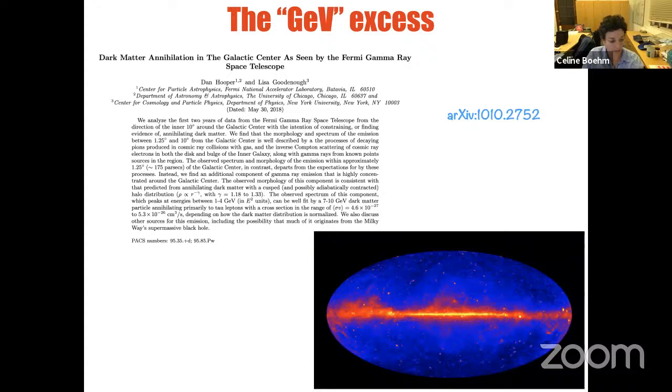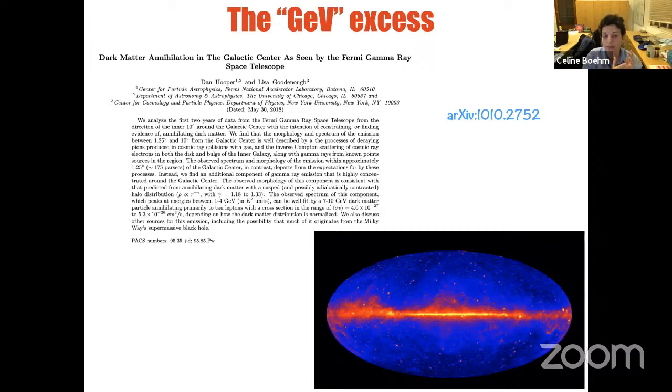Just to finish off, because I don't have so much time, just to show you the confusion that you can have between dark matter and an astrophysical source. So Fermi provides this beautiful map, and the data could be analyzed by other people, not just by the collaboration. It happens that Dan Hooper and Lisa Goodenough actually looked at the data and realized, they're not part of the collaboration, that there is an anomaly from 1 to 10 GeV. They realized that you could have explained it with dark matter annihilating into Standard Model particles.